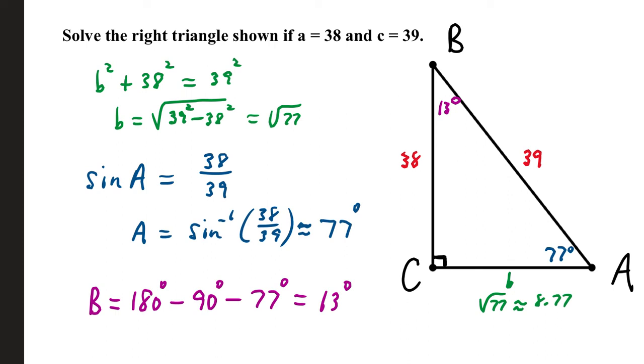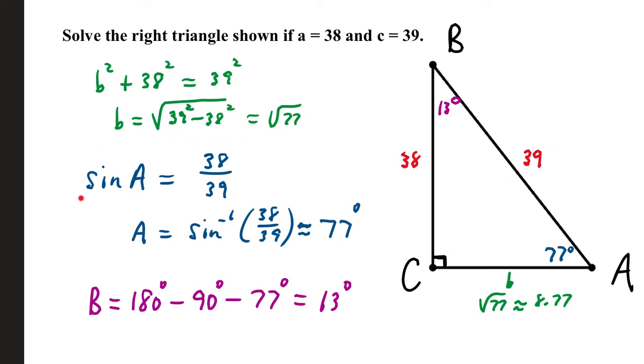Now, we know all three sides. We just got to come up with some angles. In class, y'all decided to find angle A first. I recommended using sine of angle A because opposite and hypotenuse have no rounding. Those were the original given numbers. So sine of A is equal to 38 over 39.